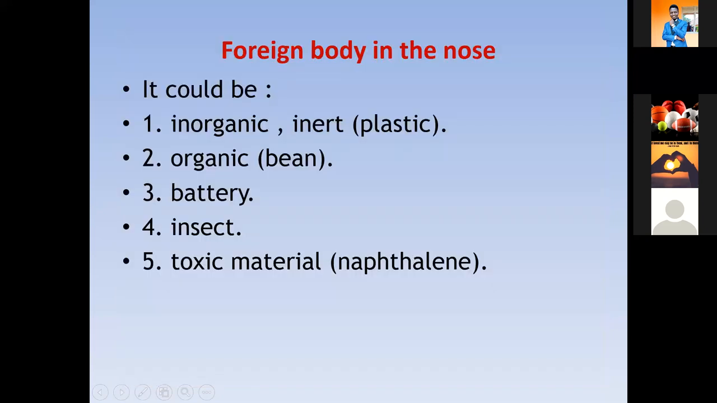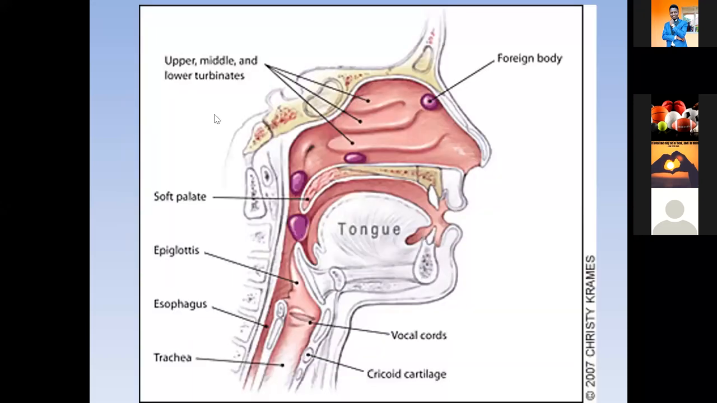Foreign bodies in the nose can either be inorganic, that is inert, plastic or toys, anything that is non-living. Then we can have organic, which are beans, batteries. We can have insects, or we can have toxic material, especially that used for gardening. So as we have seen, a foreign body can lodge along the inferior turbinate, at the middle turbinate, in the choana, also in the nasopharynx.